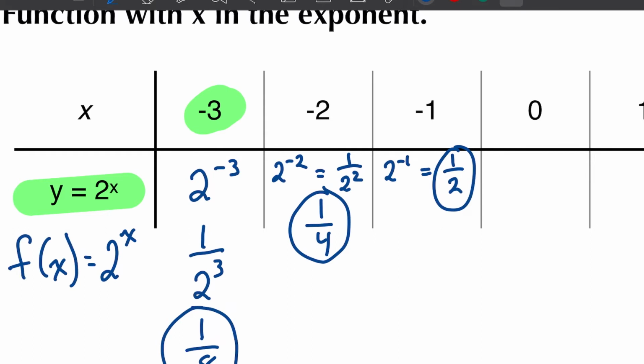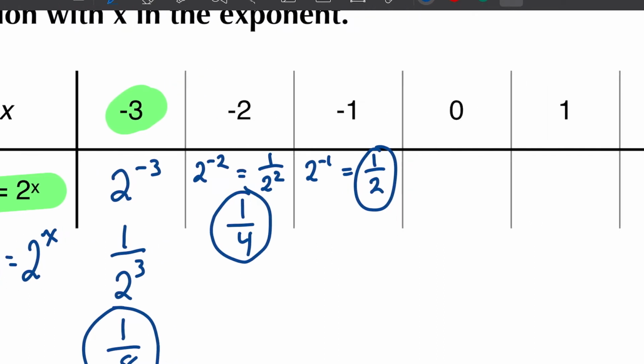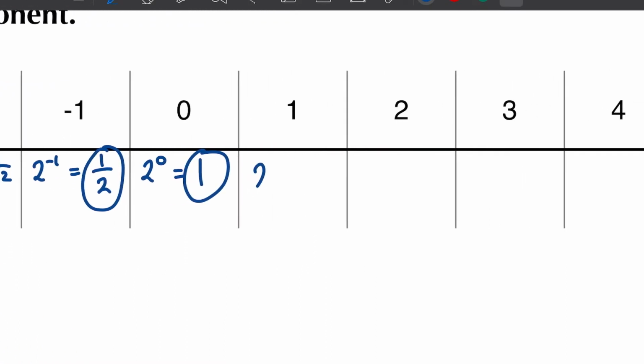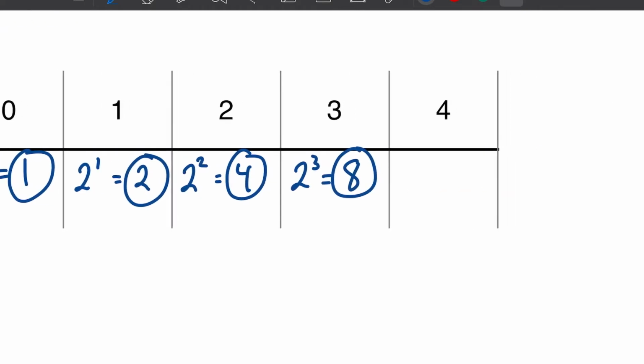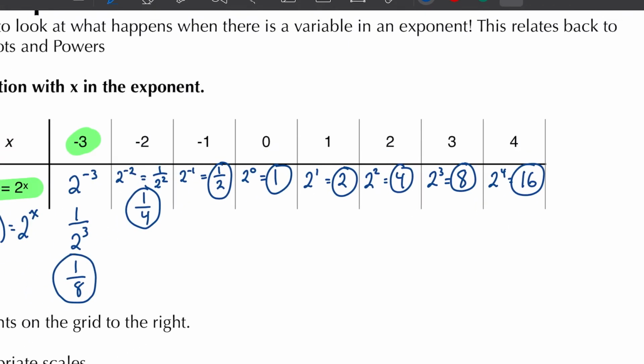That's what we'll be graphing. We put 0 in. 2 to the power of 0 is equal to 1. We put 1 in. 2 to the power of 1 is equal to 2. 2 in. 2 squared is equal to 4. 2 cubed is equal to 8. And 2 to the power of 4 is equal to 16. There's our table of values: 1/8, 1/4, 1/2, 1, 2, 4, 8, 16.